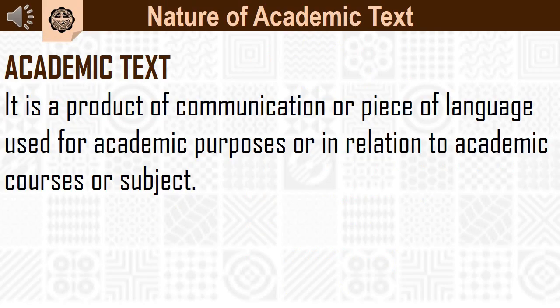outlining. In your previous subject, which is reading and writing, you have learned that reading is a skill. Therefore, it can be learned and enhanced. Let us now look into another important aspect, the reading material. What are academic texts? Academic text is a product of communication or piece of language used for academic purposes or in relation to academic courses or subjects.